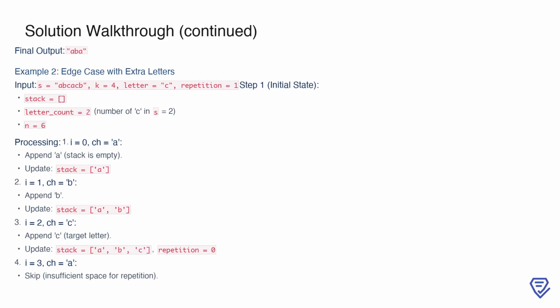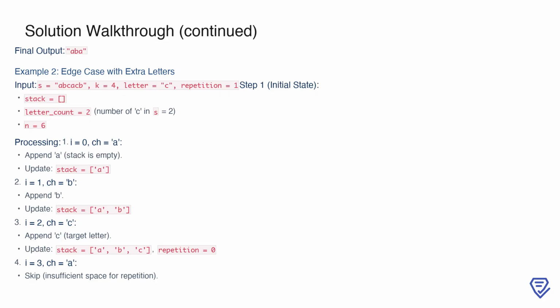The final output for example 1 is the subsequence aba, which is the smallest lexicographical sequence of length 3 that includes at least 2 occurrences of the letter a. Moving on to example 2, we have the input string abcabc, a target subsequence length of 4, the letter c is our priority, and a requirement that c appears at least once. Initially, the stack is empty, and the string contains 2 occurrences of c across its total length of 6.